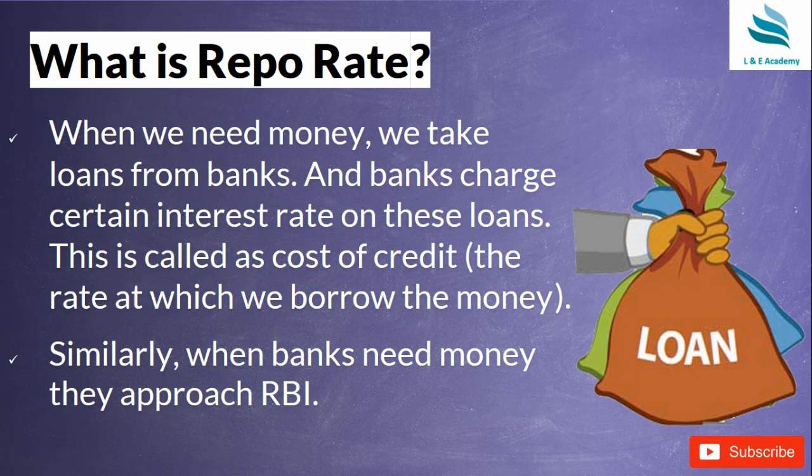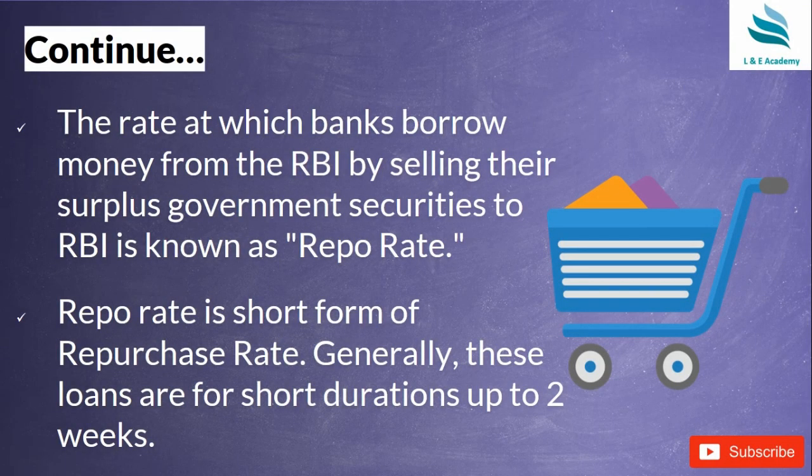So when we need money, we take loans from banks, and any bank charges certain interest rate on these loans. Now this is called cost of credit. That is the rate at which we borrow the money. Similarly, when banks need money, they approach RBI. Now the rate at which banks borrow money from RBI by selling the surplus government securities to RBI is known as repo rate.